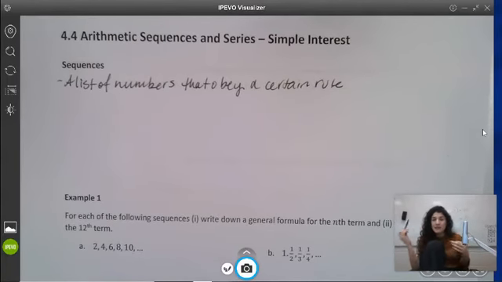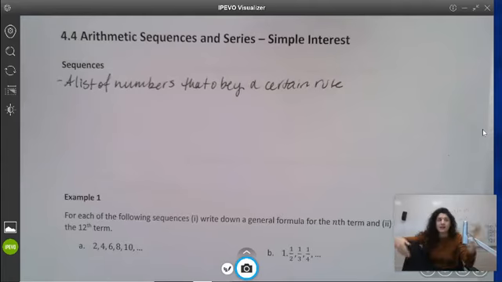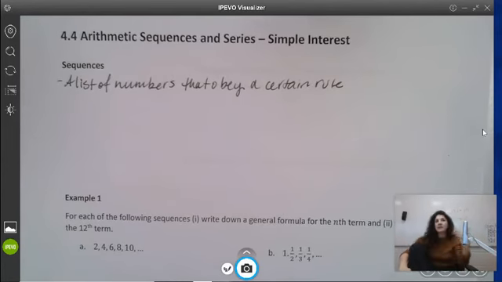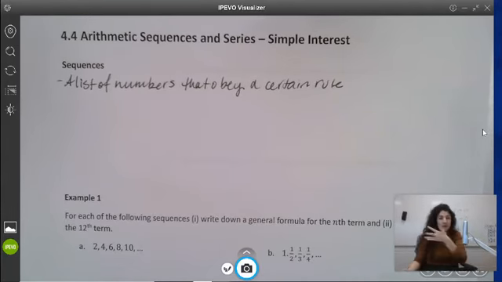It could be a sequence of shapes. But the idea is that there is a pattern of something that's established between each of these things that we've put in a list. So what we're going to talk about in math class is, of course, a list of numbers, but it could be a list of shapes, it could be a list of colors, it could be a list of whatever, as long as it's following some sort of pattern. Roy G. Biv, I guess, could be considered a sequence of some kind because it's following the UV spectrum, right?